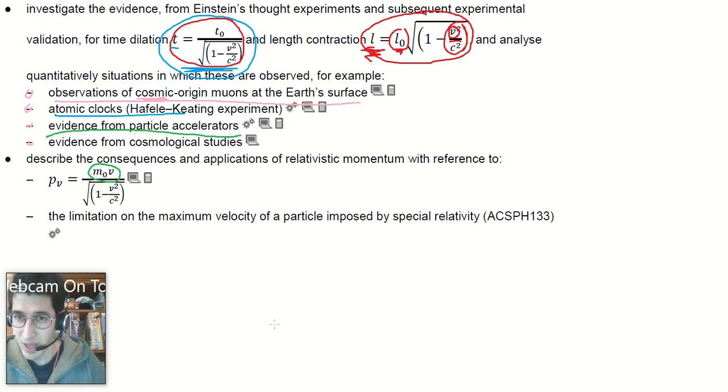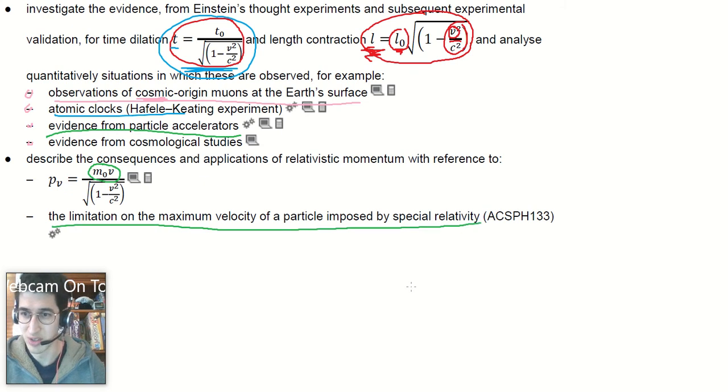Okay, and this also covers the limitation on the maximum velocity of a particle, which is that any particle with mass cannot travel at the speed of light. Any massless particle will always travel at the speed of light and never faster or slower, unless it's traveling through another medium, in which case, yes, speeds change. Gets slower, never faster. Okay, last bit, evidence from cosmological studies.